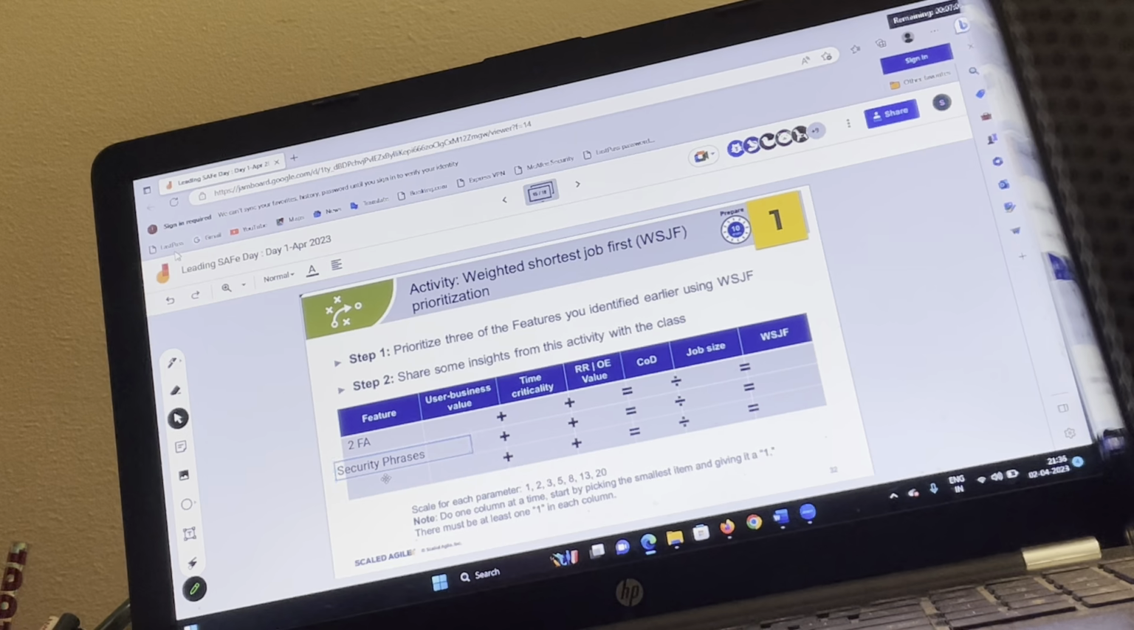Third one, which is like UI changes. Shall I update it as the UI changes in dashboard? Okay.